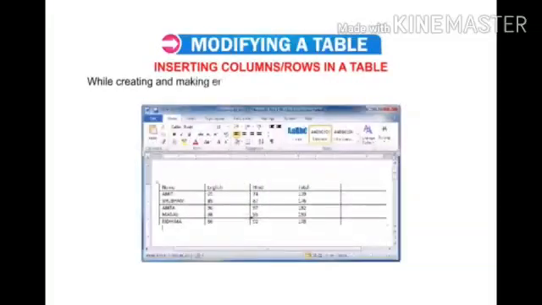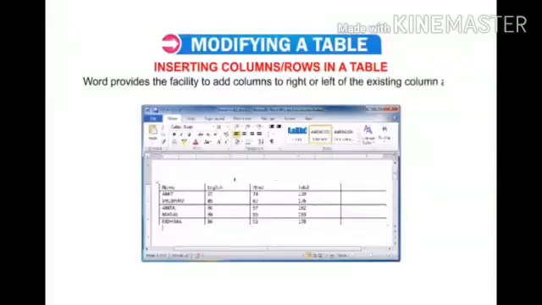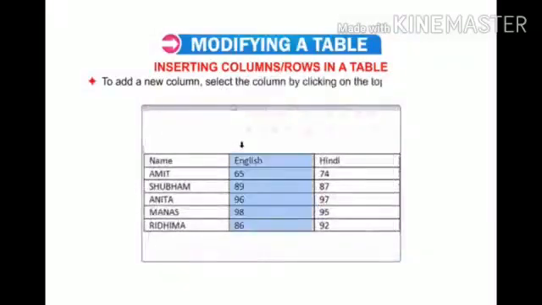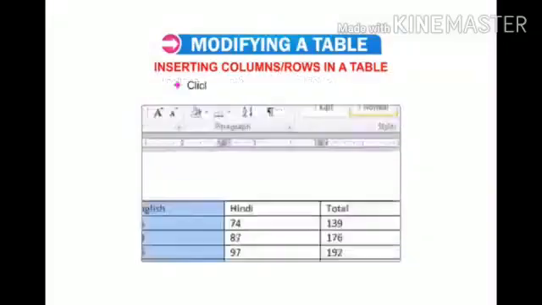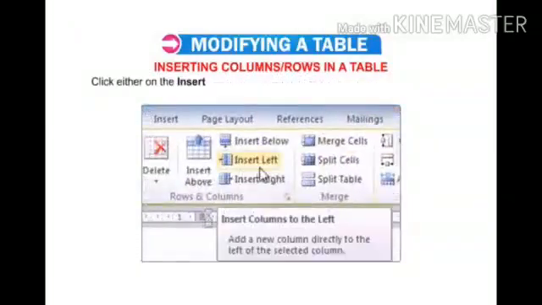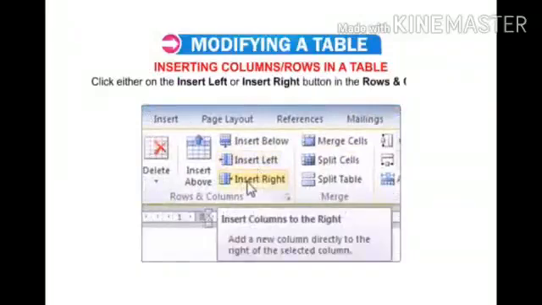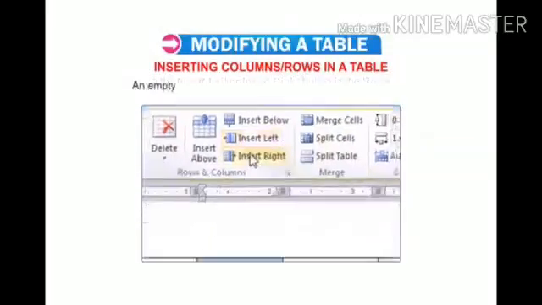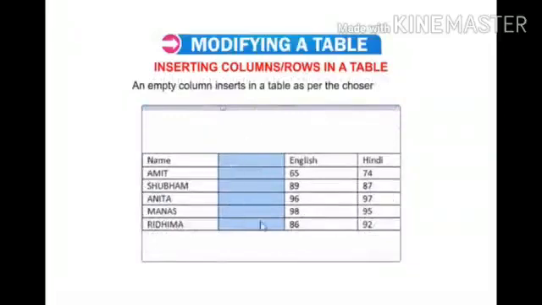While creating and making entries in a table, you might need to add columns or rows in between. Word provides the facility to add columns to the right or left of the existing column and insert rows above or below the selected row. To add a new column, select the column by clicking on the top border of it adjacent to which you want to insert a new column. Click on the Layout tab in Table Tools. Click either on the Insert Left or Insert Right button in the Rows and Columns group. An empty column is inserted in the table as per the chosen option.